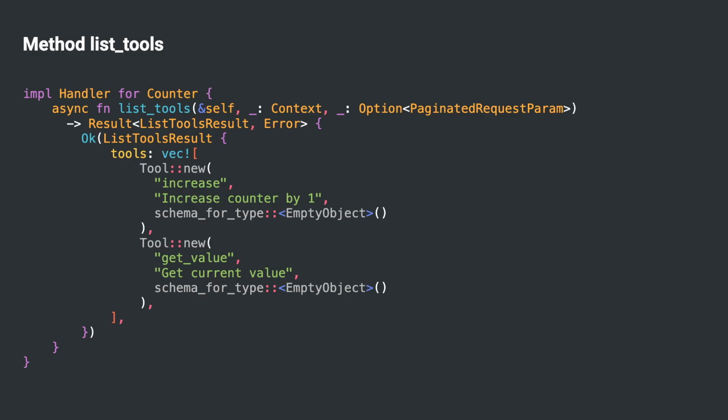Each tool is created using Tool::new with a name, description, and schema. The schema defines the expected input parameters. In this case, both tools use an empty object since they don't require any parameters. This method is called by MCP clients to discover what tools our server provides, enabling them to present available tools to users.